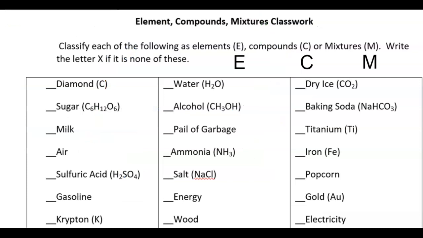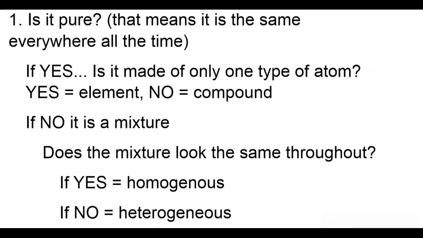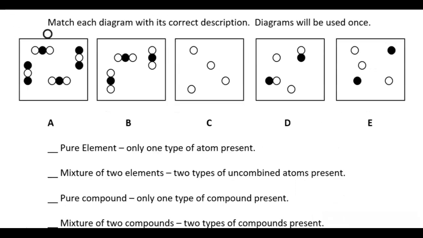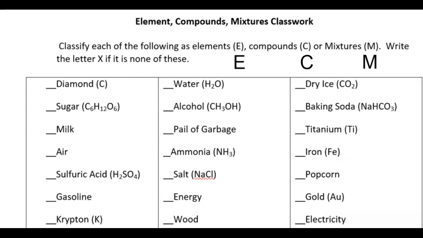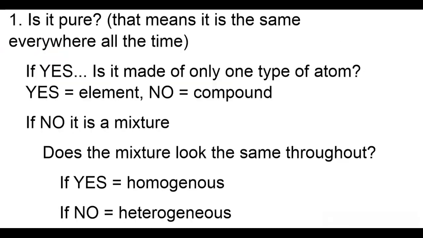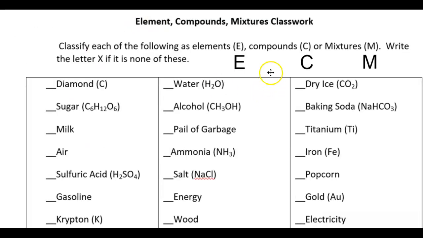Let's take a look at another page in your packet. If you flip ahead past the lab, actually, you will find this page. It's a review. It also has some pictures on the bottom. Take a moment, look through your packet, see if you can find it. Again, we're going to do the same thing as far as asking ourselves questions if it's pure or not pure. So let's start with finding the pure materials. Diamonds and all the things that have elements or symbols can be listed as elements.